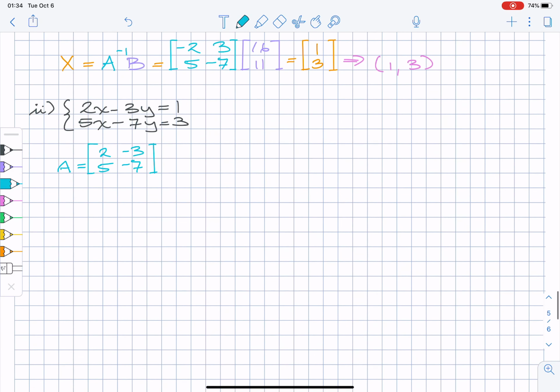Okay, so this implies that A inverse is 1 over the determinant. The determinant will be negative 14 plus 15. And times a matrix that swaps the main diagonal and negates the alternate diagonal. So that just turns out to be a 1 on the outside. So we get that A inverse is minus 7, minus 5, 3, and 2.